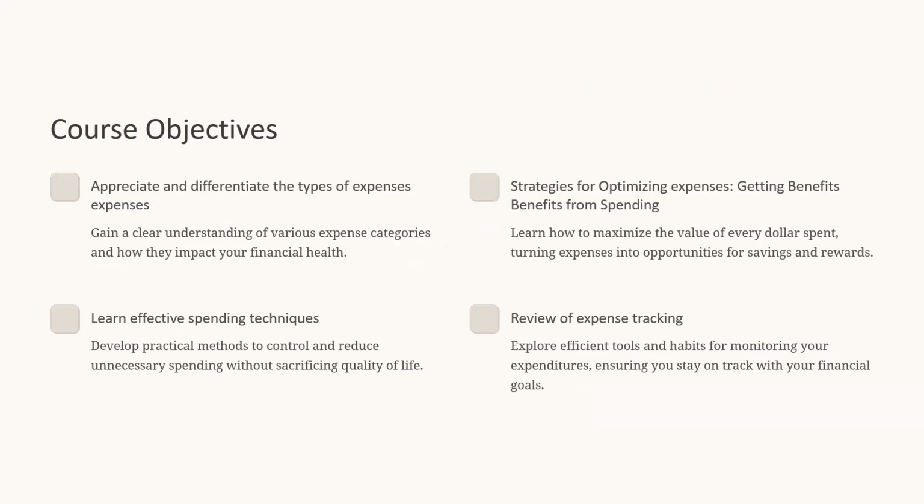Okay, so I mentioned just now what the objectives are, but we're going to start off pretty basic. We're going to try to define, appreciate, and differentiate the different types of expenses. We want to get a clear understanding of the various expense categories and how they impact our financial circumstance. Next, we want to look at how we can spend effectively, so we're going to look at practical methods for controlling and reducing unnecessary spending without sacrificing quality of life.